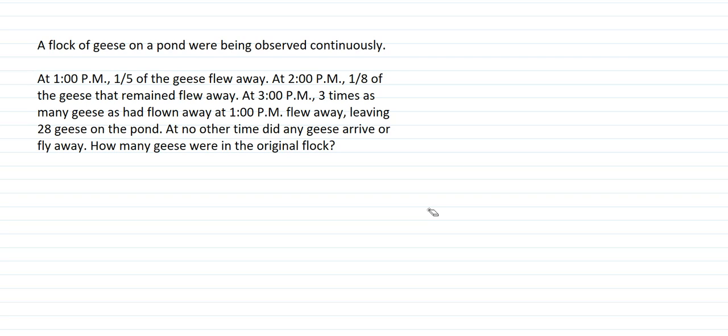very simple, okay? A flock of geese on a pond were being observed continuously. At 1 p.m., 1/5 of the geese flew away. At 2 p.m., 1/8 of the geese that remained flew away. At 3 p.m., 3 times as many geese as had flown away at 1 p.m. flew away, leaving 28 geese on the pond. At no other time did any geese arrive or fly away. How many geese were in the original flock?